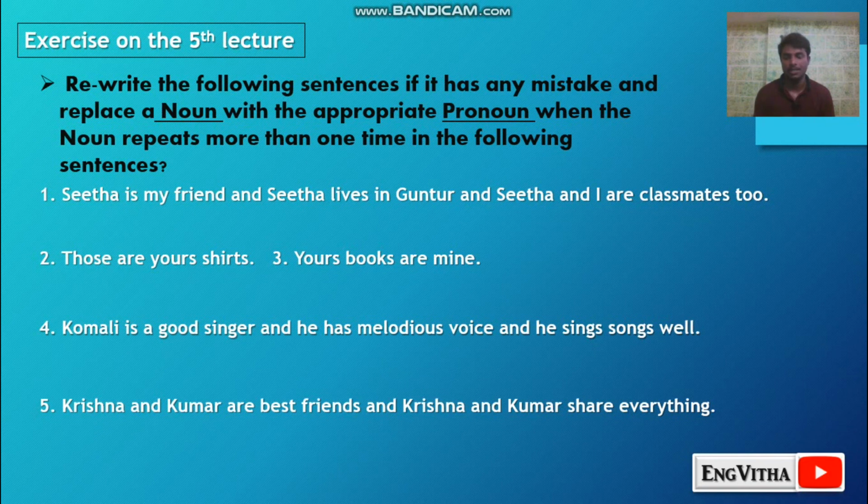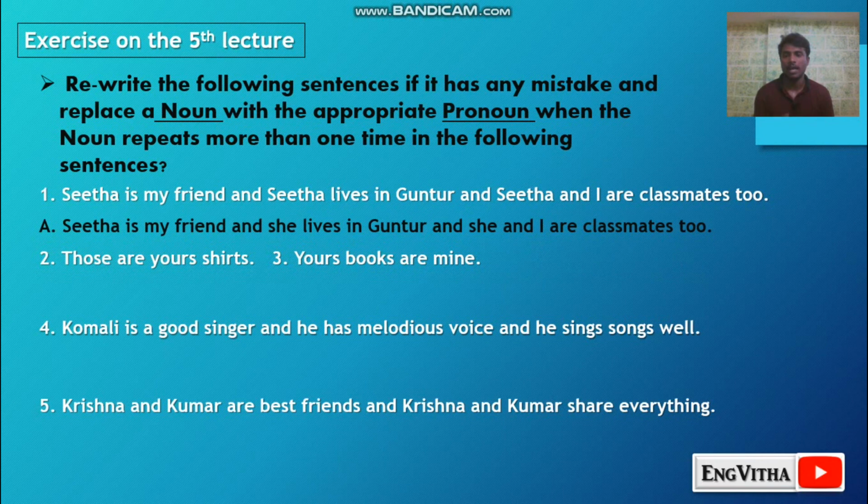Okay, fine. Let's see the answers. In the first sentence, Sita is my friend and Sita lives in Guntur and Sita and I are classmates too. Here we are talking about the noun Sita, and as I said at the beginning, the pronoun always avoids the repetition of the noun. So, Sita is my friend and she lives in Guntur and she and I are classmates too.